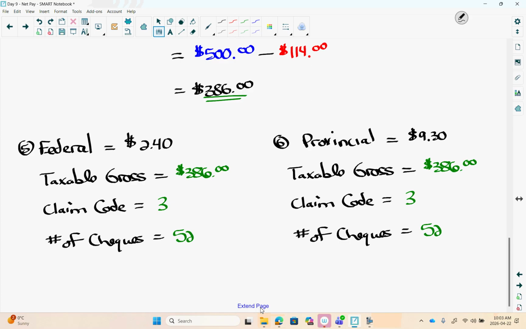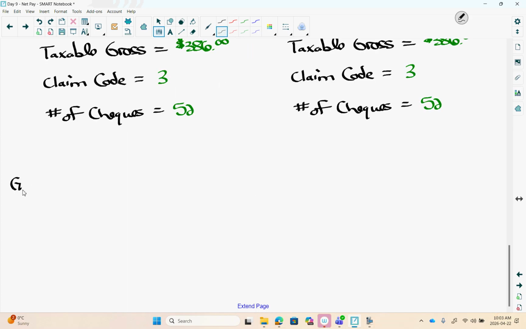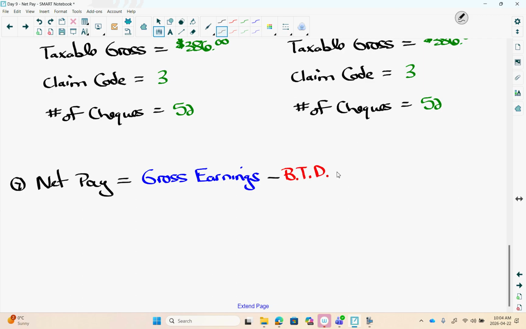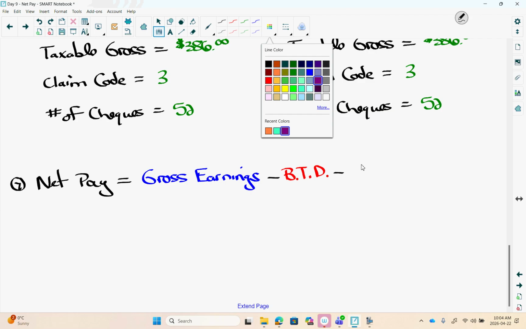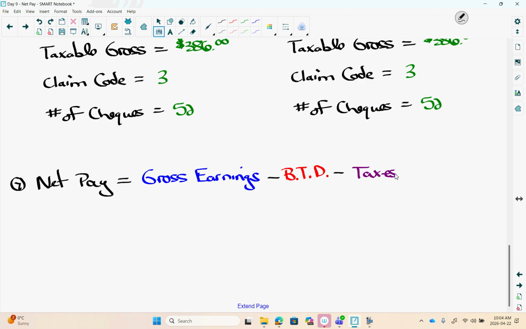So step 7, you can write this down. Net pay is equal to your gross earnings minus the before tax deductions minus your total taxes. Now your total taxes is the sum of your federal and provincial taxes and your CPP contributions and your EI contributions.